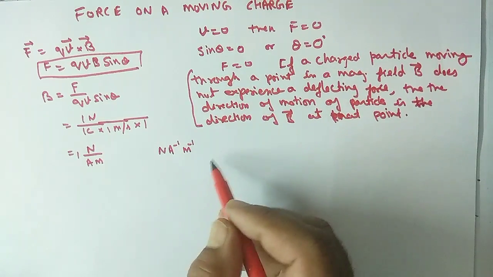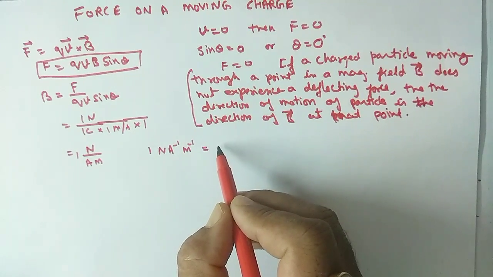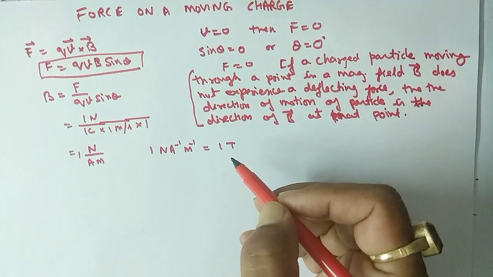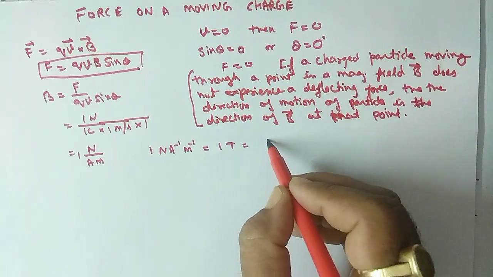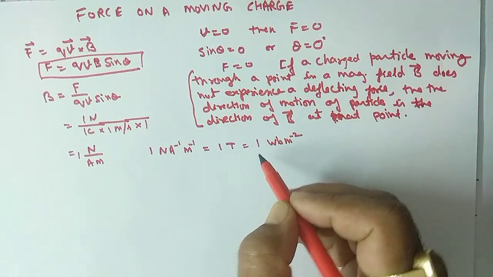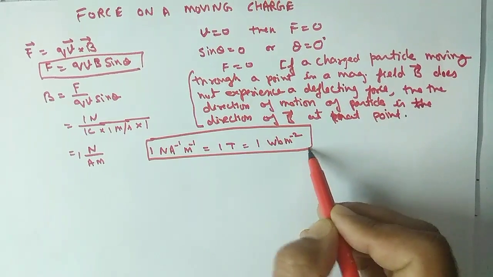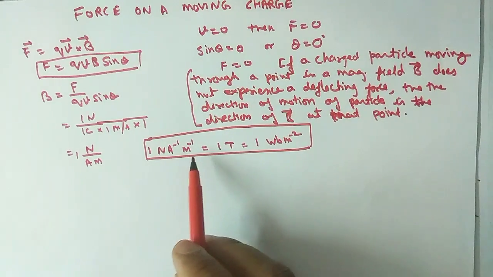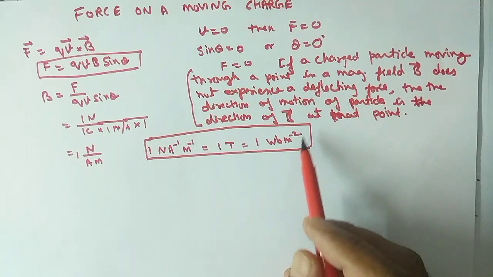It is also known as the Tesla. It is equal to 1 Tesla. Tesla is another unit, and another unit of the magnetic field is Weber per meter square. So basically we will use only three units of the magnetic field: Newton per ampere per meter, Tesla, and Weber per meter square.